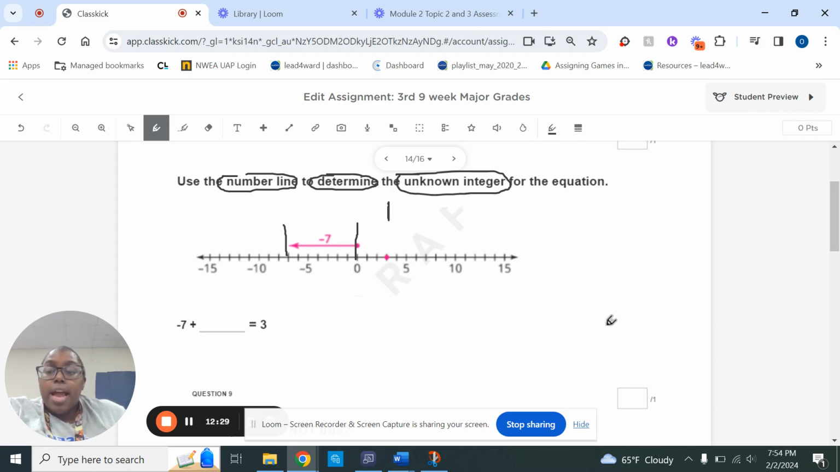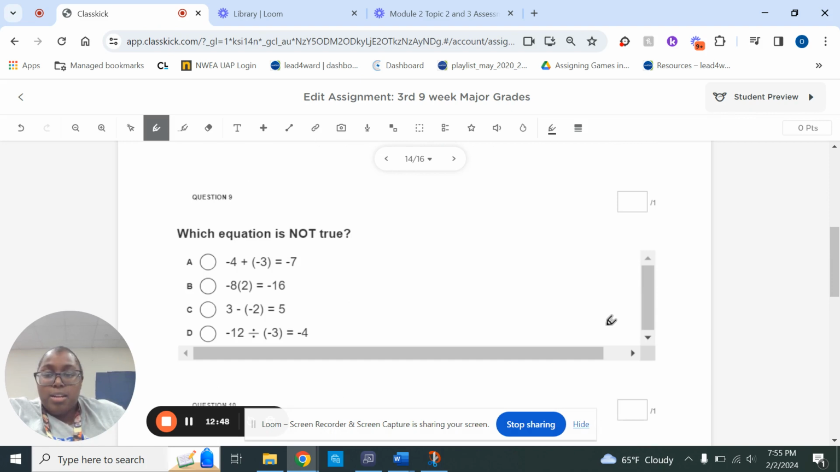Now, as far as other help that can assist you in this type of problem, I would suggest you refer to the packet that we did on this lesson. That would also help you because we did many number line problems, and this was a packet that we worked on for 2 days.